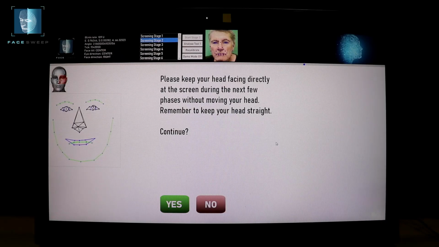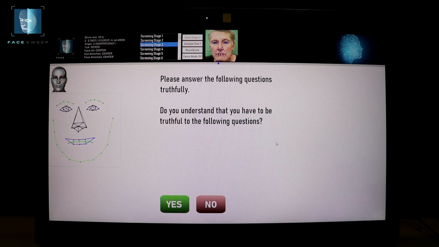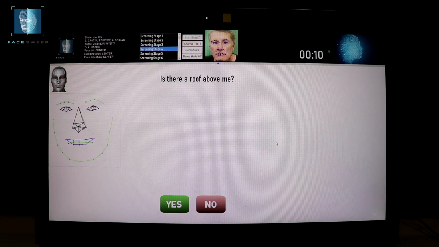Please keep your head facing directly at the screen during the next few phases without moving your head. Remember to keep your head straight. Continue. Please answer the following questions truthfully. Do you understand that you have to be truthful to the following questions? Is there a roof above me?